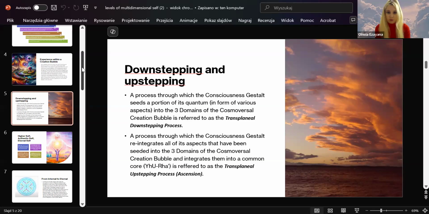So, a process through which the consciousness gestalt reintegrates all of its aspects that have been seeded into the three domains of the cosmoversal creation bubble and integrates them into a common core, referred to as the Eura, is referred to as the transplanial upstepping process, ascension. A very important thing about the transcendental host is that we can do this ascension process much quicker. We can unify those aspects of ourselves from multiple dimensions very, very quickly.